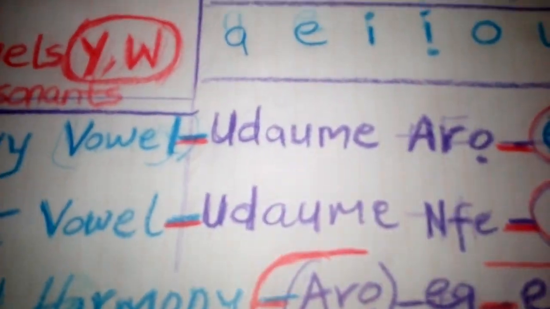A, E, O, U, O. Okay? A, E, O, U, O. Okay? So that's how you can remember these Igbo vowels.